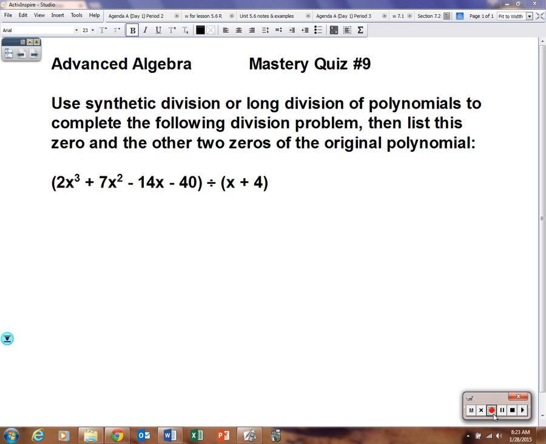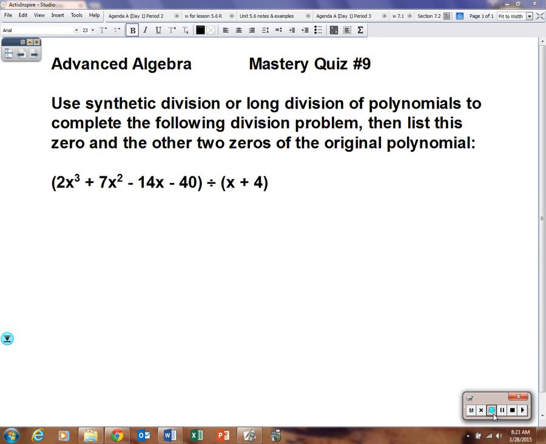Advanced Algebra Mastery Quiz number 9. In this mastery quiz, we're going to use synthetic division, or if you prefer, long division of polynomials to complete the following division problem. After we're done, we're then going to list the 0 and the other two zeros of the original polynomial. Remember, the zeros are also the solutions.